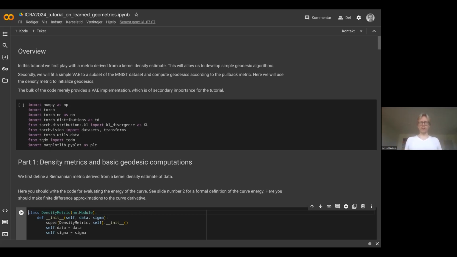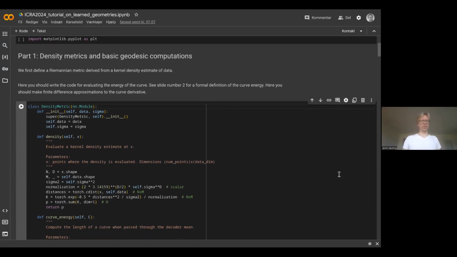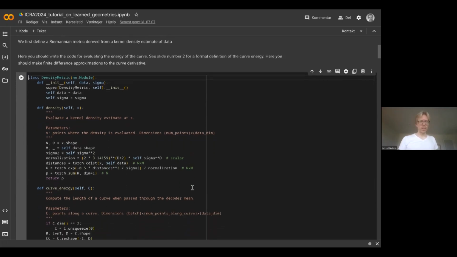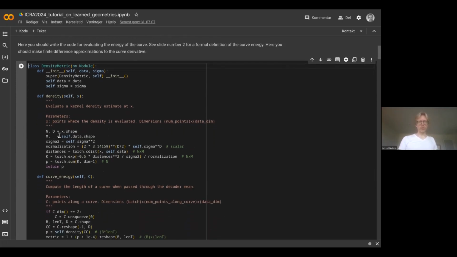So what I'll do instead is walk you through this Colab, and the first thing we'll do is look at density metrics. That's the first thing I showed you, where you take the density of your data and turn that into a metric. I've defined a class that will do this in a simple instance. All it does is compute a kernel density estimate of data. That just means for each data point, you place a Gaussian distribution around that data point, then you sum over that. So it's a giant Gaussian mixture model.